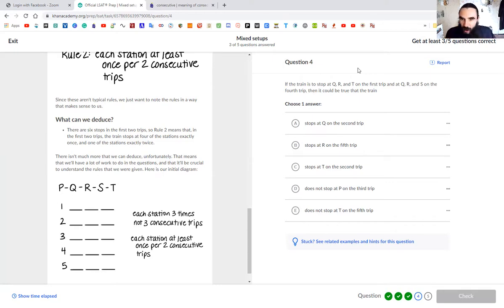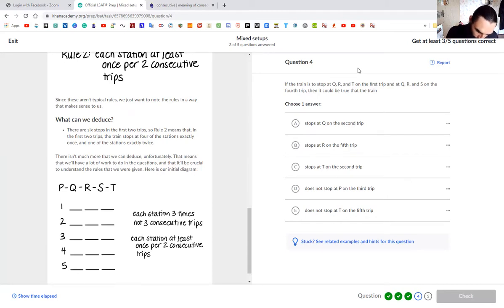Q, R, and S at the fourth trip. So then it could be true that the train stops at Q on the second trip. Okay, let's just try to figure that out. Okay, it stops at Q. The second trip, then what else is going to be at the second trip?